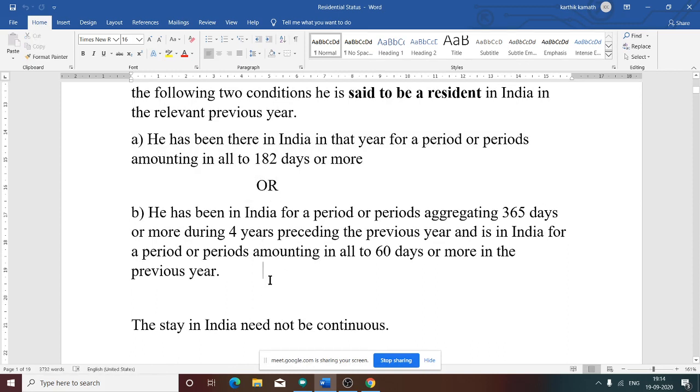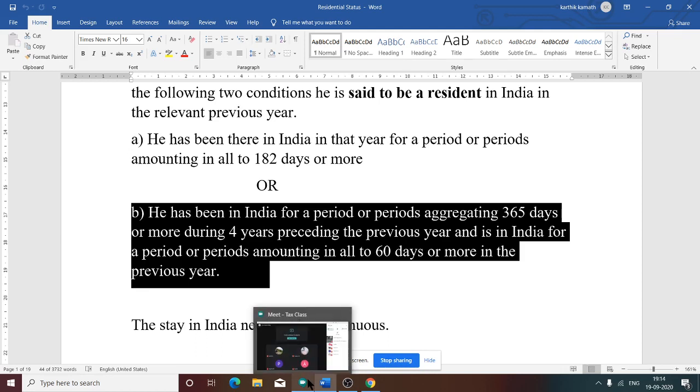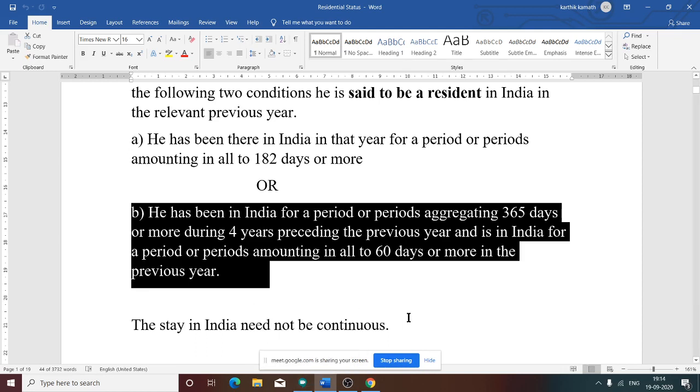Now the second condition: he has been in India for a period or periods aggregating 365 days or more during the 4 years preceding the previous year, and is in India for a period or periods amounting in all to 60 days or more in the previous year. So in the previous year, you should stay for 60 days. Suppose our previous year is 2018-19. The 4 years preceding the previous year means 17-18, 16-17, 15-16 and 14-15. In these 4 years he should have stayed for 365 days in aggregate.